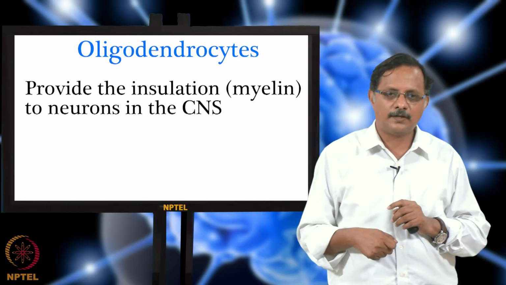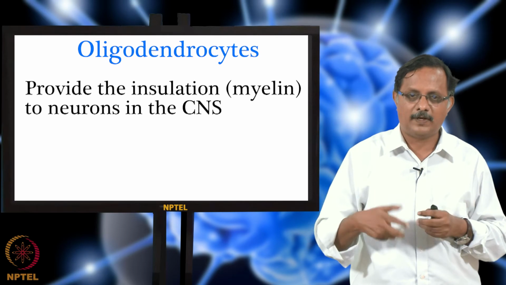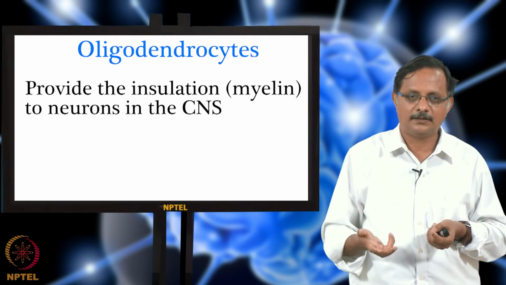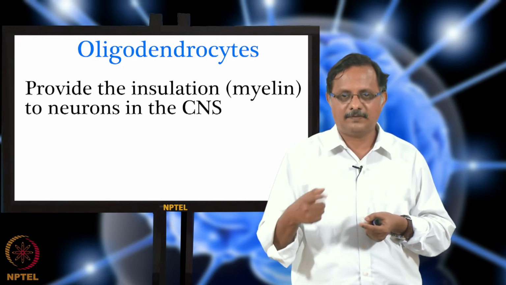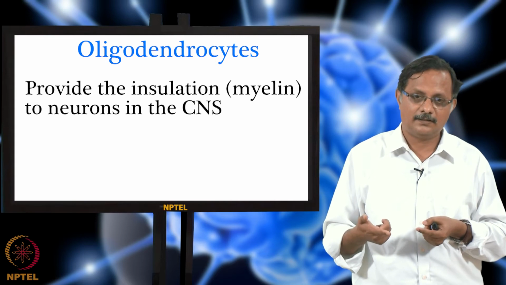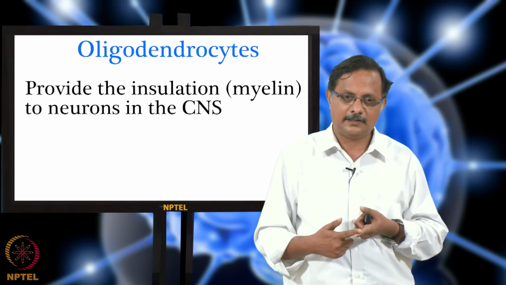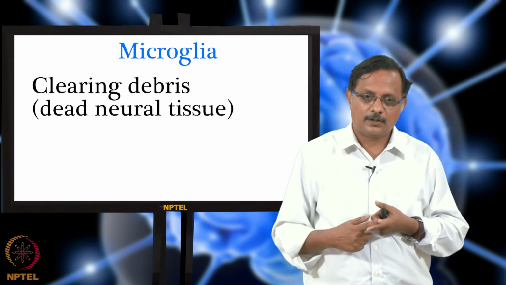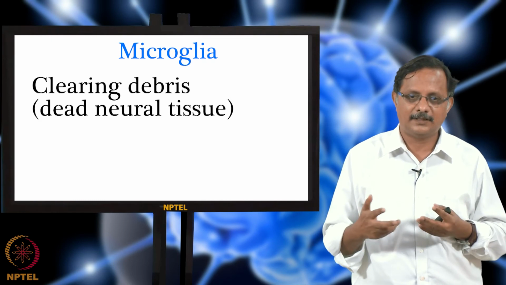Now then there are oligodendrocytes. These are the cells which wrap around the axons of neurons and provide the myelin sheath so as to speed up conduction. I think we talked about some of these aspects in the last class, because we said that the myelinated axon fibers are faster than unmyelinated ones, and this myelin sheath actually comes from the oligodendrocytes in the CNS.